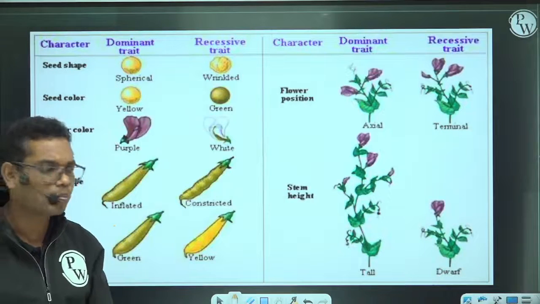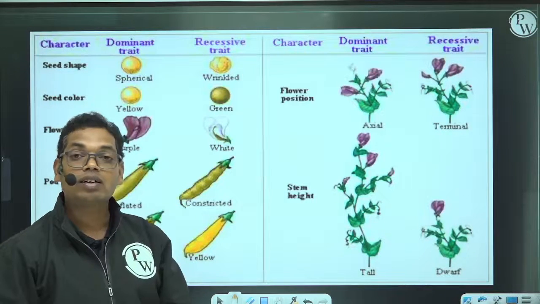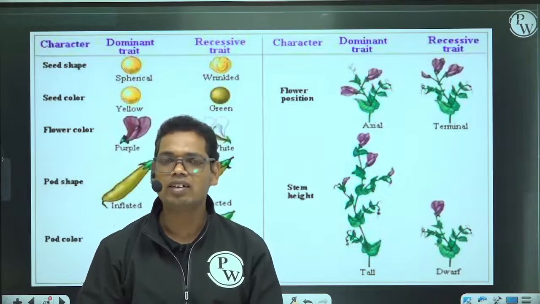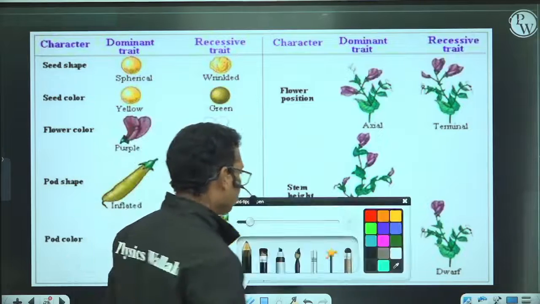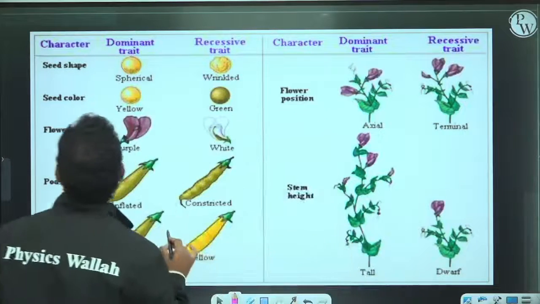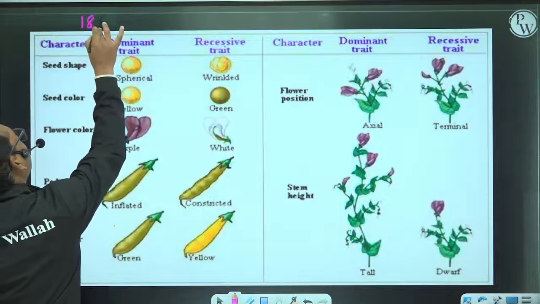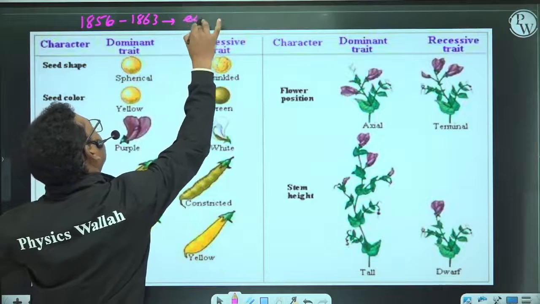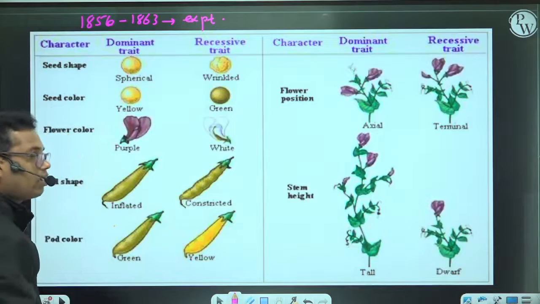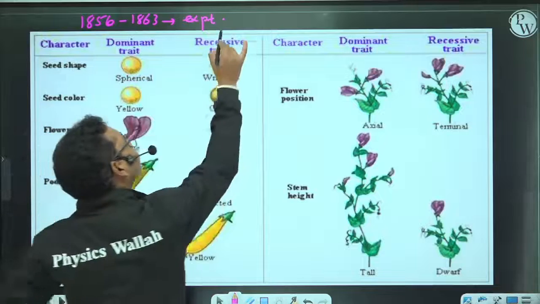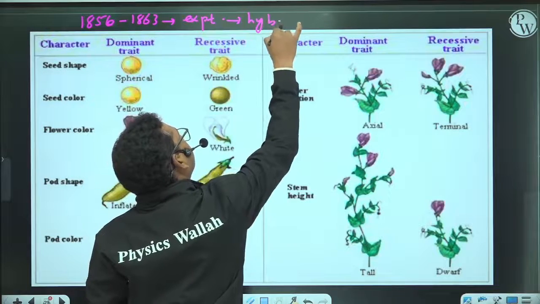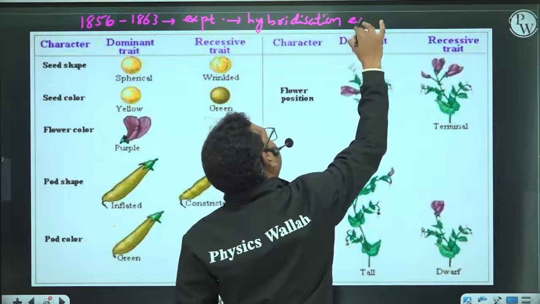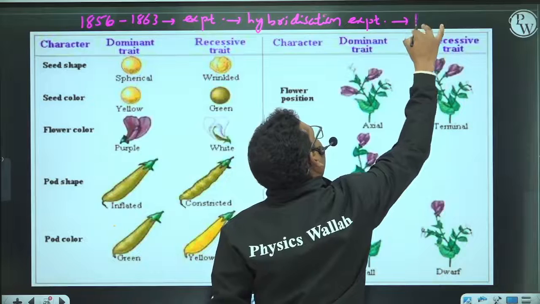7 characters he took, and he performed his hybridization experiment on pea plant for 7 years, from 1856 to 1863. The duration was 1856 to 1863. He performed his experiment, and his experiment was a hybridization experiment on pea plant. On which plant? Pea plant.